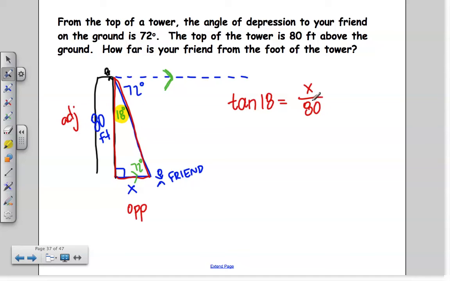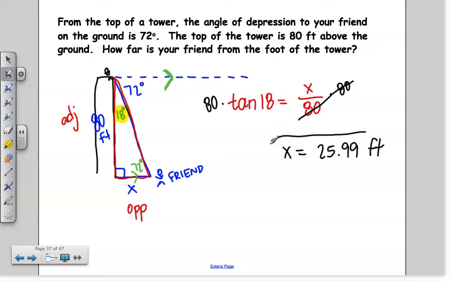And in this case, you have the variable on top. X is being divided by 80. To solve for x, just multiply by 80 so it cancels. And I'm going to do 80 times the tangent of 18 degrees. And it looks like x, which is the distance your friend is from the bottom of the tower, is 25.99. And this was feet? Yeah, because the tower is 80 feet. He's about 26 feet from the bottom of that tower.